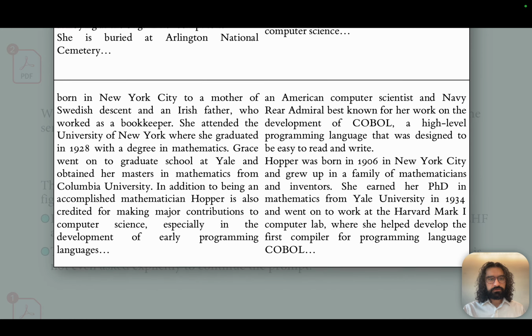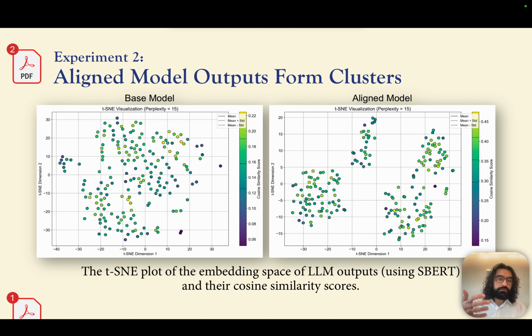For the embeddings, we use the sentence BERT algorithm to find the embedding of each paragraph generated by the model. Then we use the TSNE algorithm to reduce the dimensionality to 2 so we can visualize it. On the left, the base model is able to create all kinds of different meanings of paragraphs about Grace Hopper. Whereas on the right-hand side, the aligned model can only describe Grace Hopper in 4 major ways. It seems like something's missing. It just lost its ability to create some semantics, some meanings.